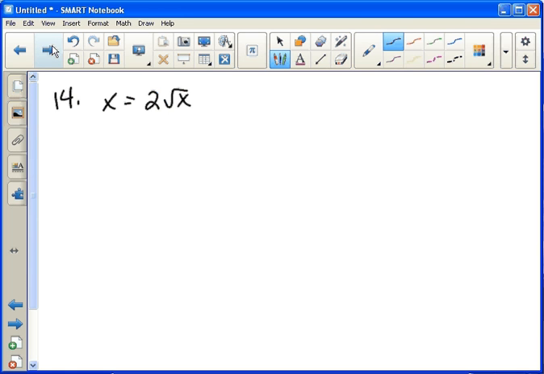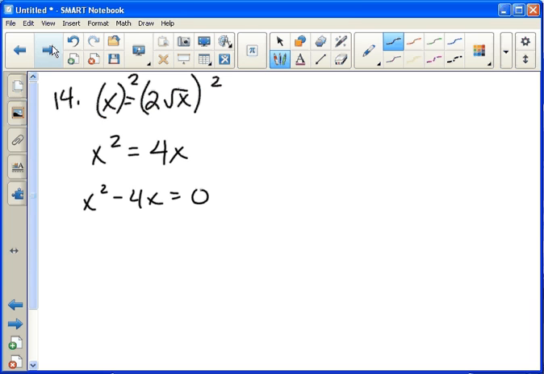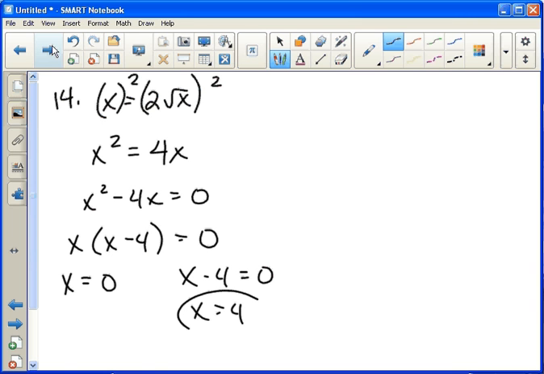14, we have x equals 2 square root of x, so I'm going to square both sides to get rid of that square root. I get x squared equals 4x, because I have to square the 2, which makes it 4, and the square root of x. So then subtract 4x from both sides. Say, okay, what do those two have in common? That would be an x. And then set both of those equal to 0. x equals 0, x minus 4 equals 0 gives you x equals 4 when you add 4 to both sides. So you get 0 and 4 as your answers for number 14.